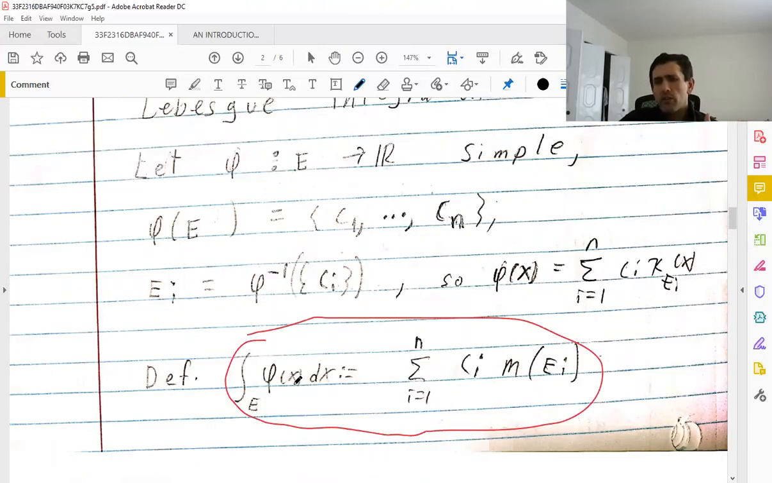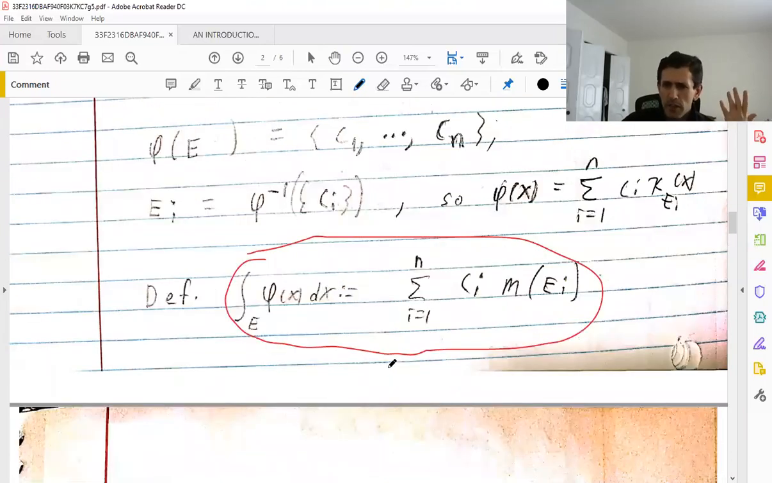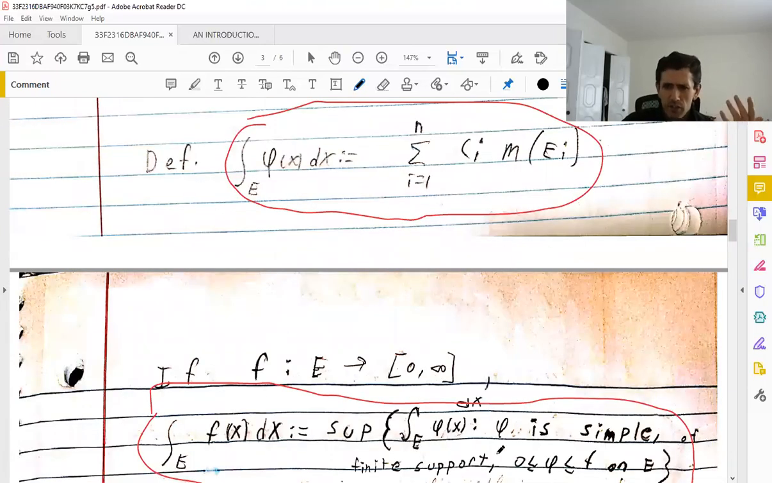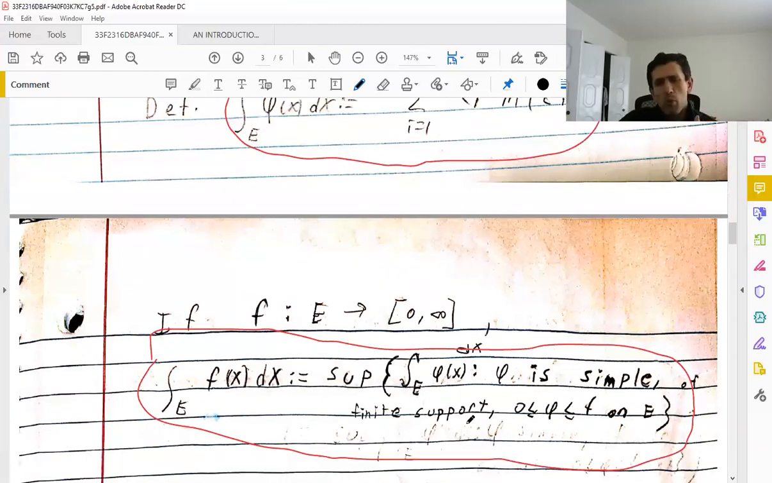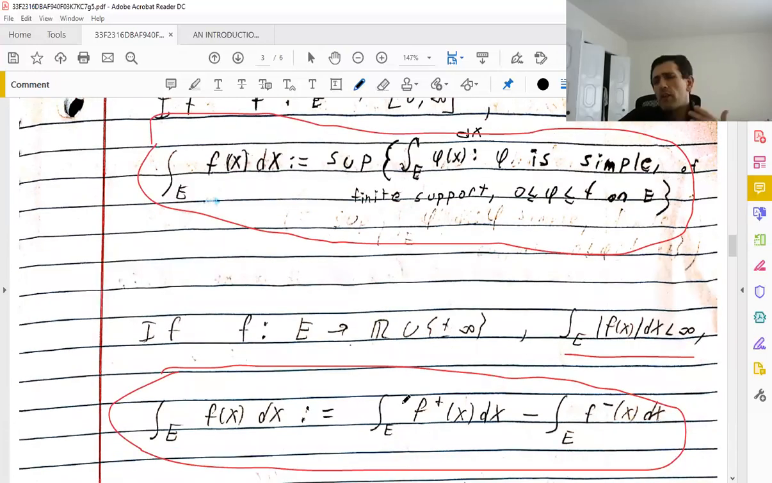You define integration of a simple function in the obvious way, and then define integration of a non-negative function in this way. Finite support is redundant there. And then you define integration with respect to an arbitrary function in this way. And by arbitrary function, we really mean random variables.